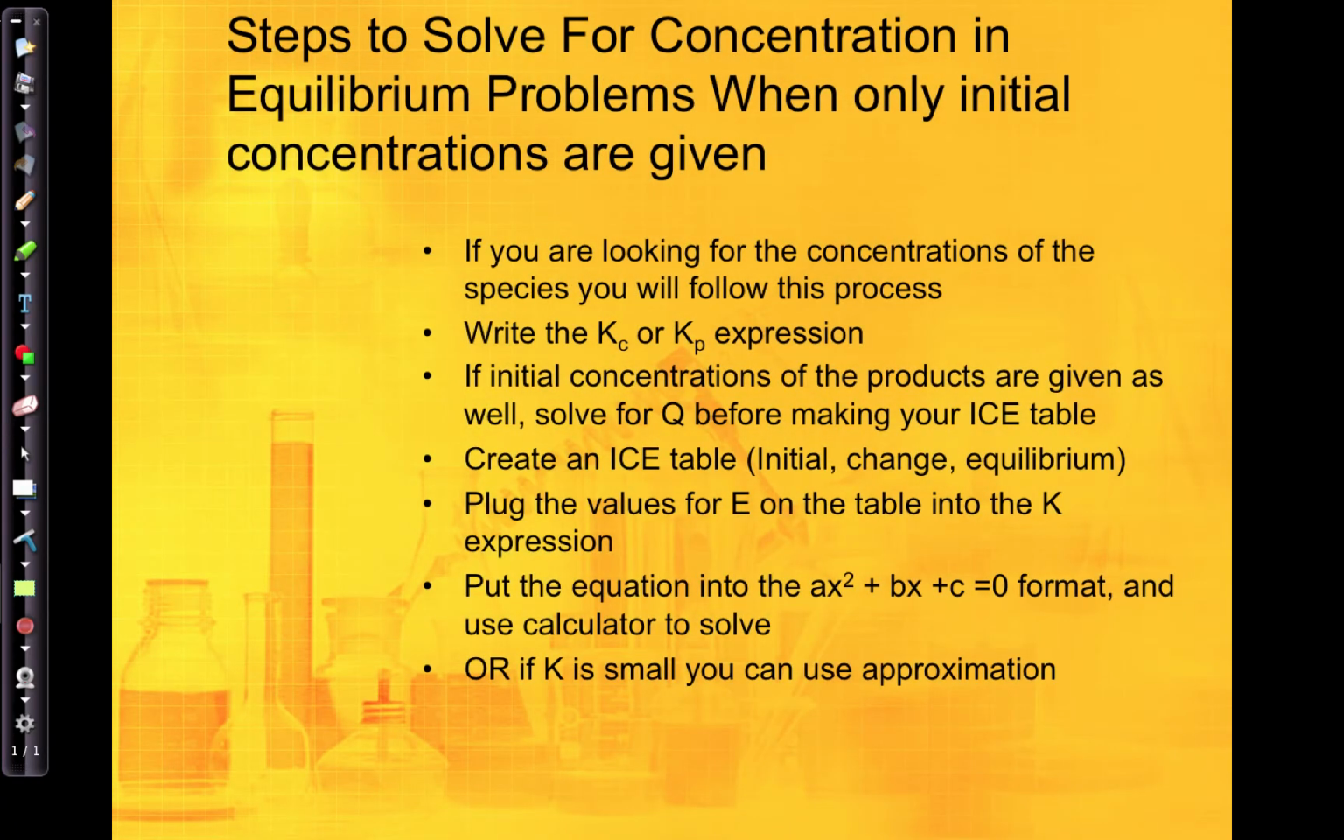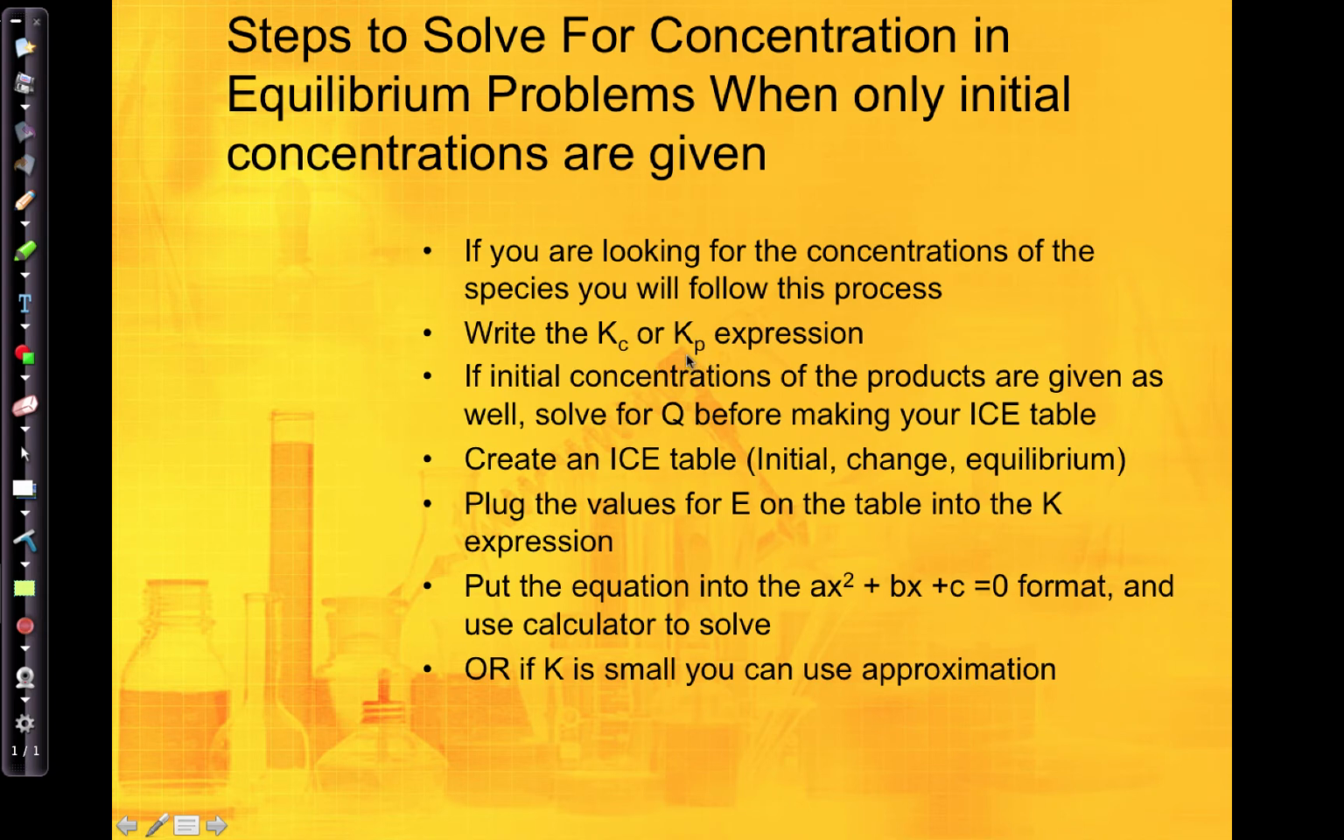Alright, so in this video I'm going to show you how to solve for concentrations at equilibrium when only initial concentrations are given and K is given. So in the last type of problem, K was not given and you were given at least one equilibrium concentration. For these types of problems where we have all initial concentrations and only K, you're going to need to use the quadratic equation to solve, or approximation. So you're going to follow this process.